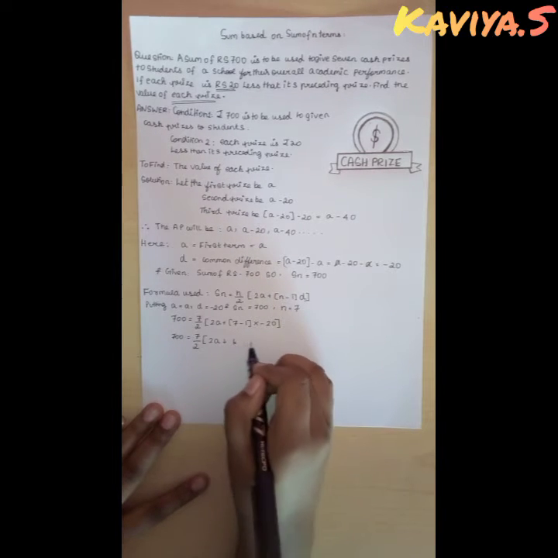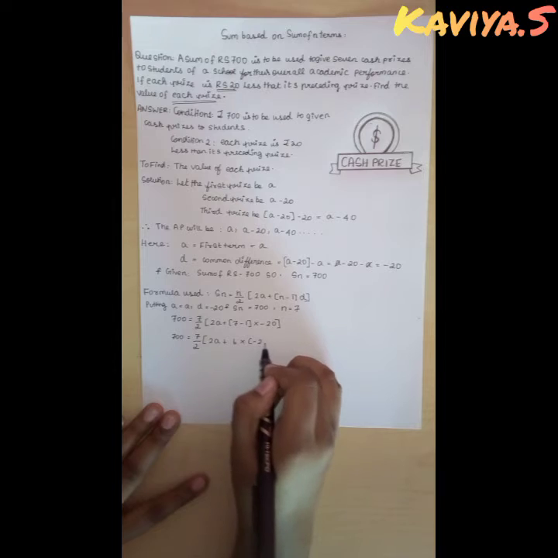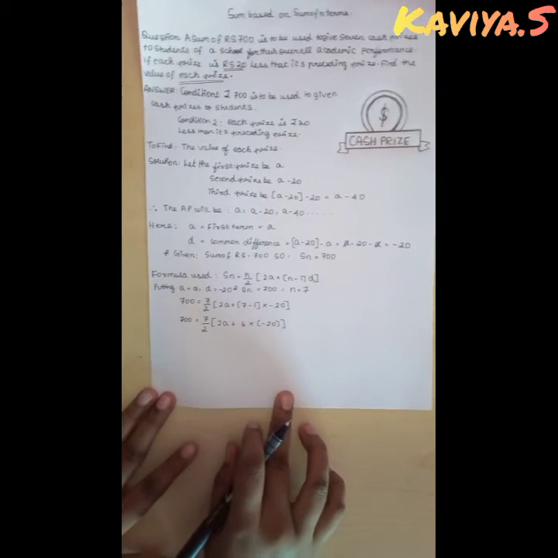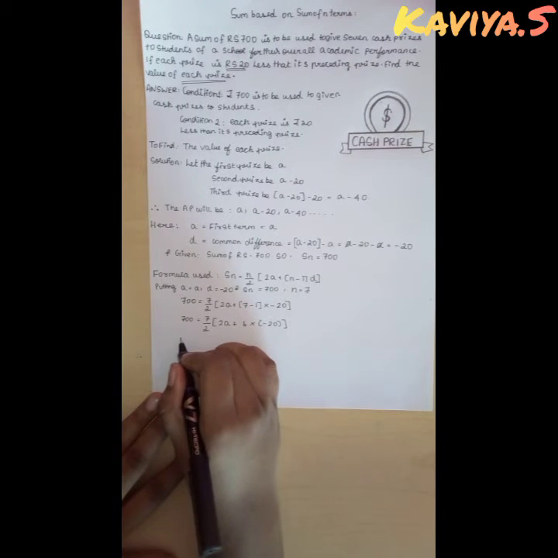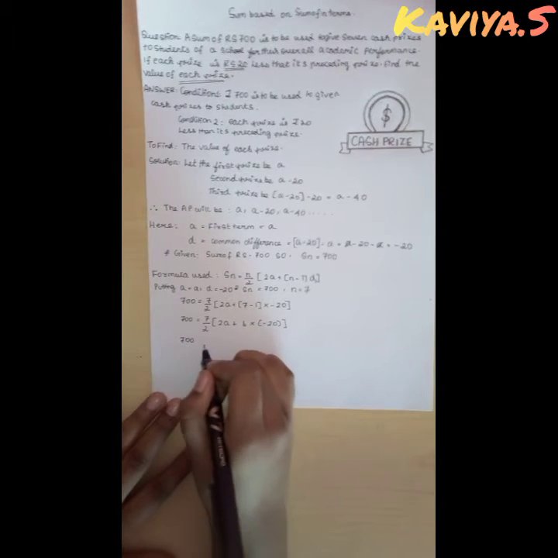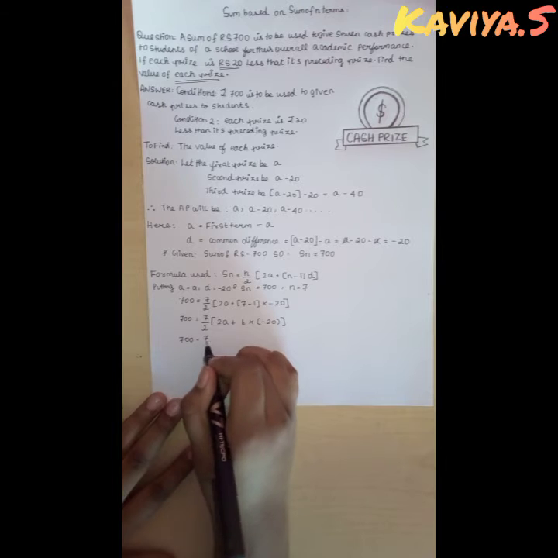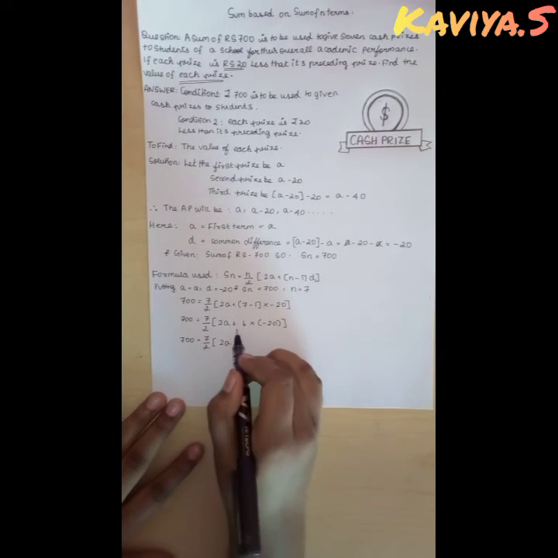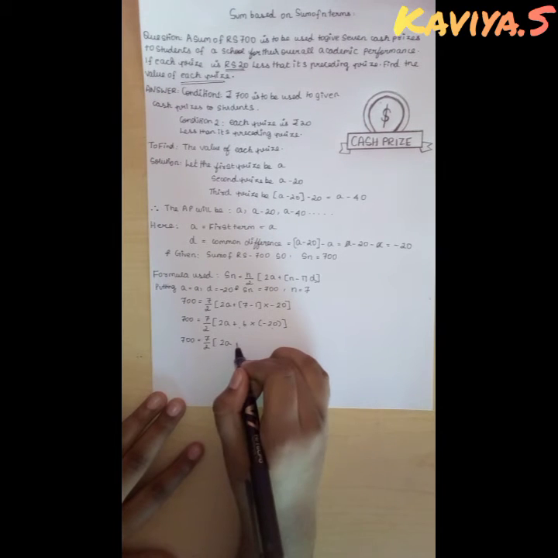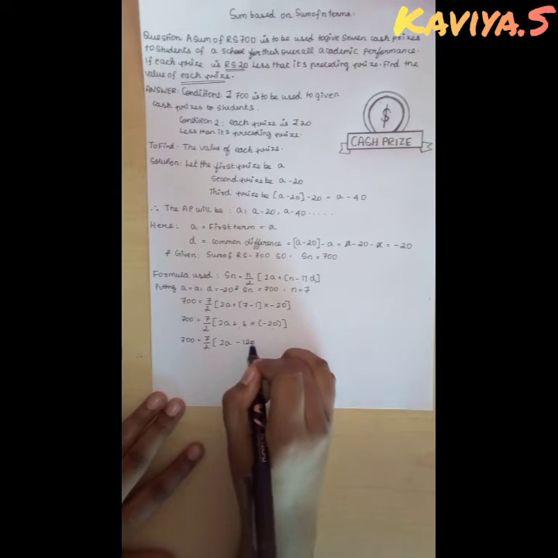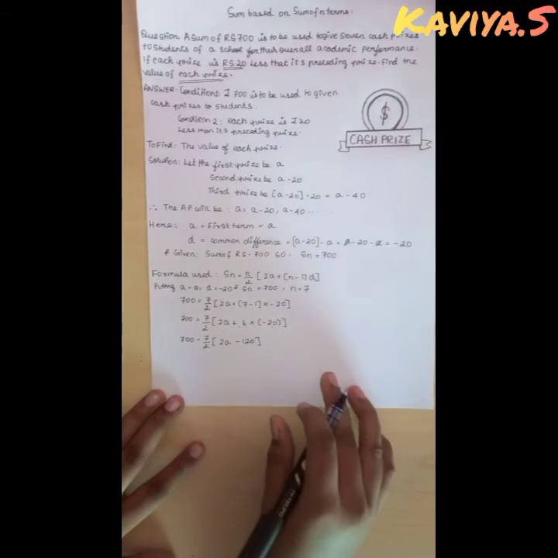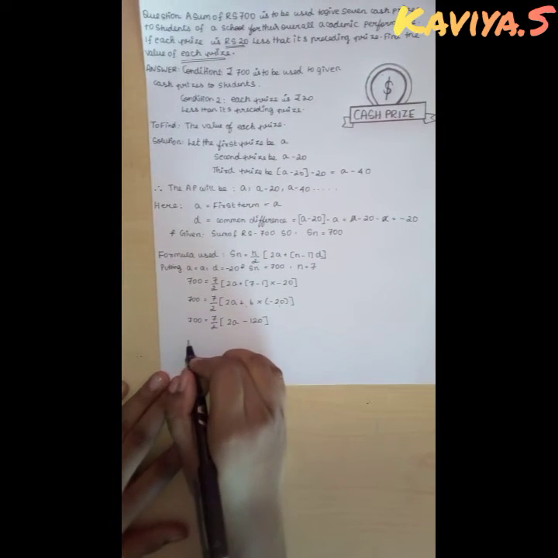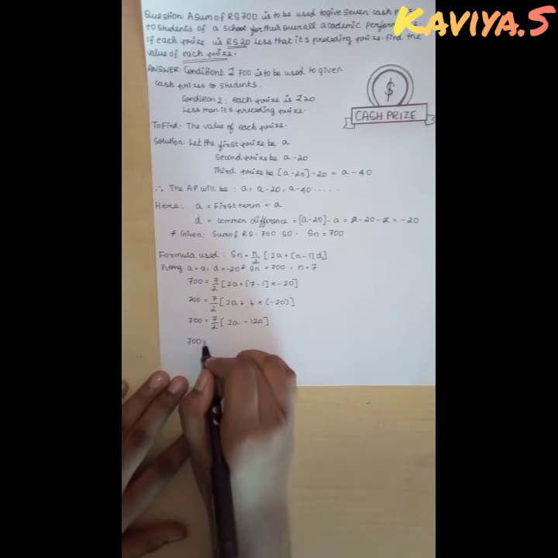So next step, 700 is equal to 7 by 2 into 2a plus 7 minus 1 is 6, so 6 into minus 20. Next step, 700 is equal to 7 by 2 into 2a plus 6 into minus 20 gives us minus 120. So 2a minus 120. So we will move on to the next step.